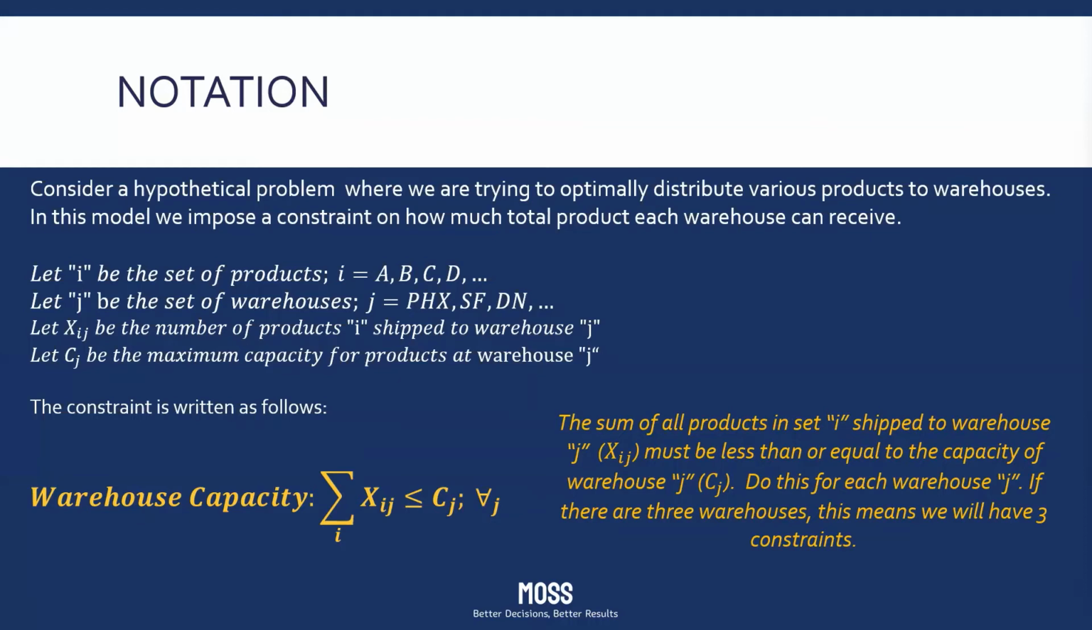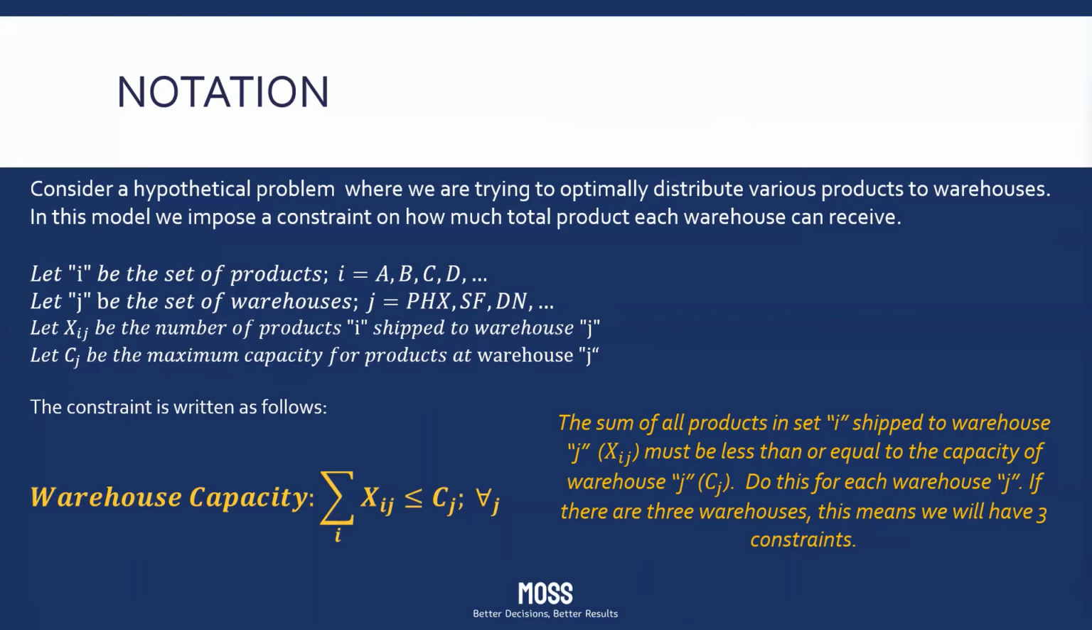We'll let J be the set of warehouses that can receive these products, and we'll abbreviate these warehouses with their location. So we'll have Phoenix here as PHX, San Francisco as SF, and Denver as DN, and so on. And so J will be a set of warehouses. We'll let X sub IJ, so we have 2 subscripts there on X, I and J, be the number of products I that are shipped to warehouse J. And we'll let C sub J be the maximum capacity for products at warehouse J. So C will represent the maximum number of products that can be received and stored at a given warehouse.